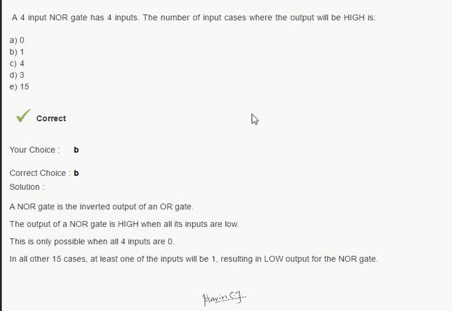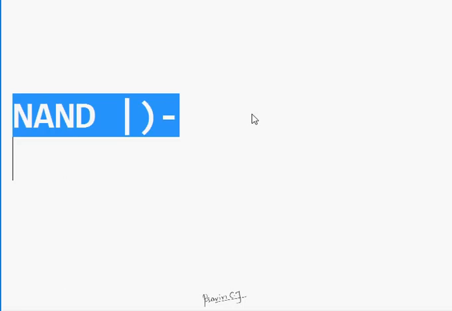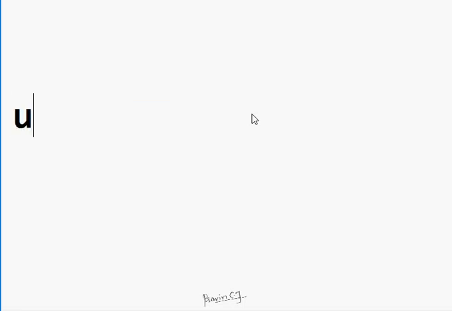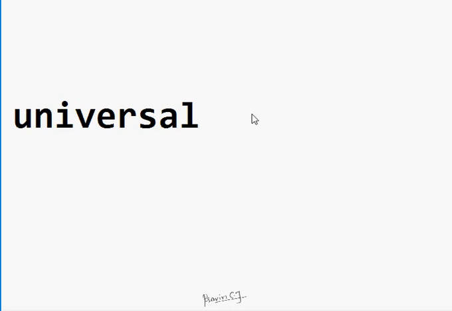I want to tell you one more important thing. NAND and NOR are the gates which are universal gates. What is a universal gate? A universal gate is one where you can implement any of the basic logic gates, a NOT gate, OR gate, AND gate. If options are given, then NOR and NAND both are the answer. Both are universal gates.